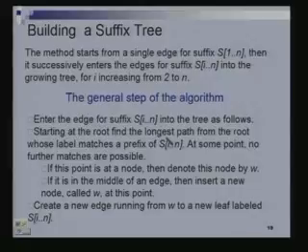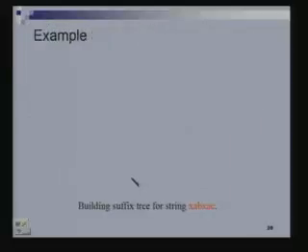Right? So starting at the root, find the longest path from the root whose label matches a prefix of s_i through n. At some point no further matches are possible. If this point is at a node, then we denote this by w. If it is in the middle of an edge, we insert a new node and then call this node w, and we create an edge running from w to that suffix that we create. So I can take an example quickly.